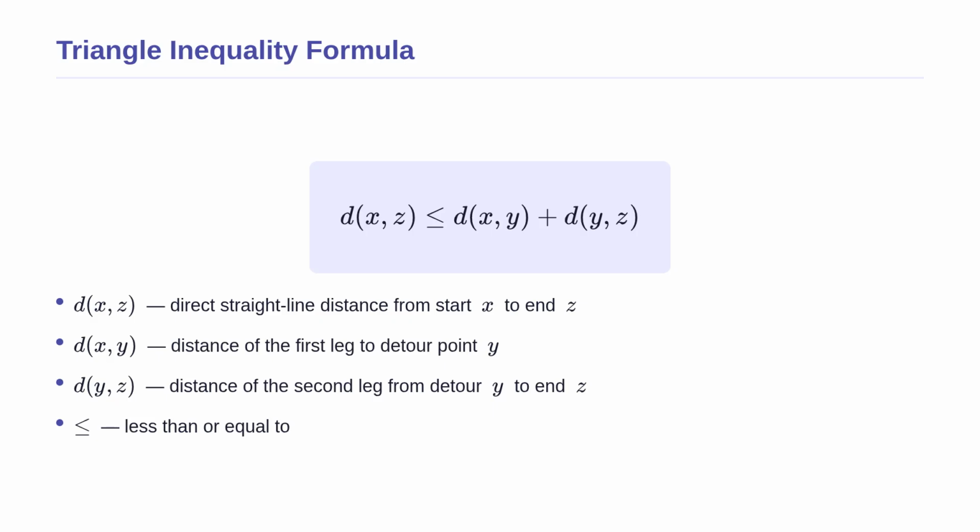The formula states that d of x, z is less than or equal to d of x, y plus d of y, z. Here, x is your starting point, z is your final destination, and y is your detour point. The left side is the direct distance. The right side is the sum of the two legs of the detour. If you move the detour point y further away from the direct path, the right side of the equation increases, but the direct distance on the left remains unchanged.